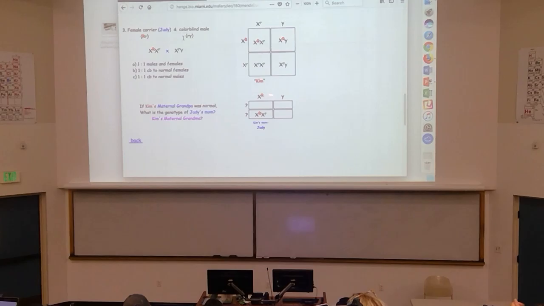So I know by saying this that I know what I'm talking about, and I can write the genotype of the maternal grandfather. What is the genotype of Judy's mom? Well, Judy's genotype, she's a carrier. So what's this genotype right there? Who's got the answer? X big R, X little r. What's wrong with little r, little r?